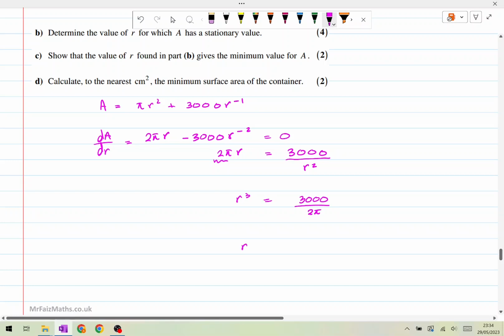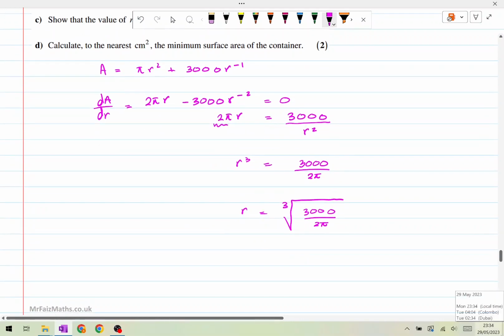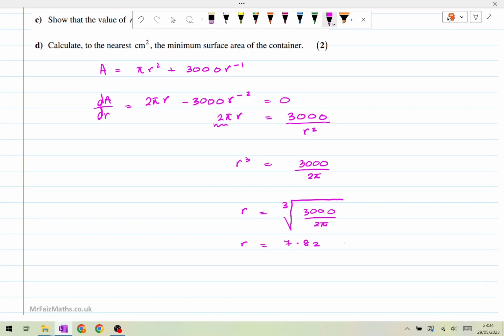Right, then to find r, we just need to take the cube root. So you could simplify this a bit and write this as 1500 over pi. But if you're just going to do this on the calculator, you could just simply say that this is 3000 divided by 2 pi and then take the cube root. So if you plug all this into a calculator, what you find is that r is equal to 7.82 centimeters to 3 SF.